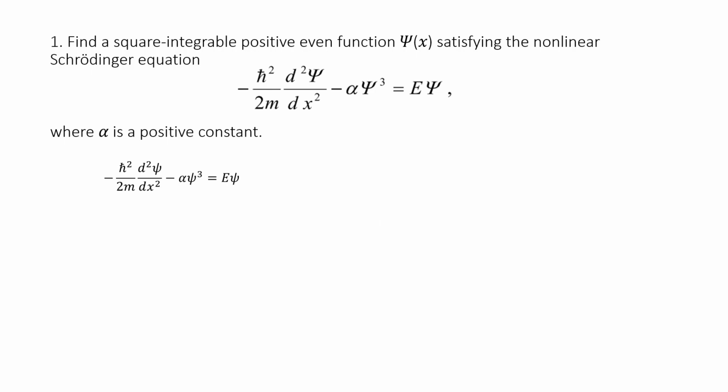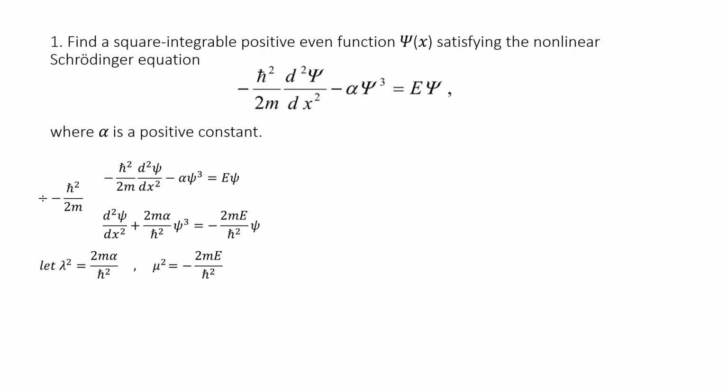So the first thing we can do is rewrite the equation, but then we divide across by minus h bar squared over 2m. And this gives us this, and we can let lambda squared equal 2m alpha over h bar squared, and mu squared equal minus 2me over h bar squared as well. And this makes our equation look a little bit simpler, as the expressions at the front of the phi's become single variables.